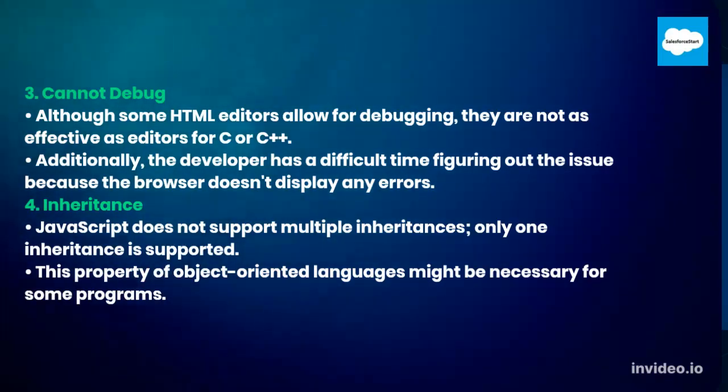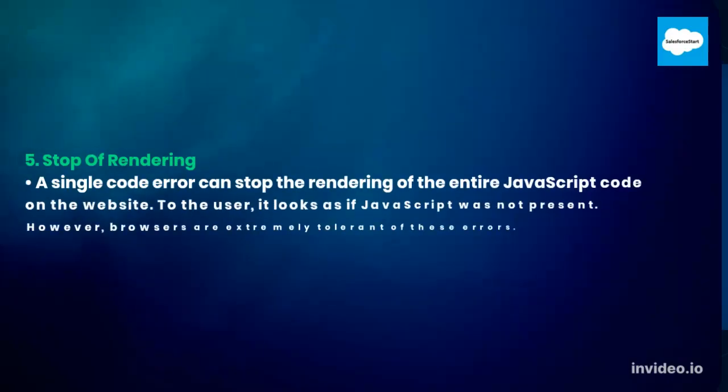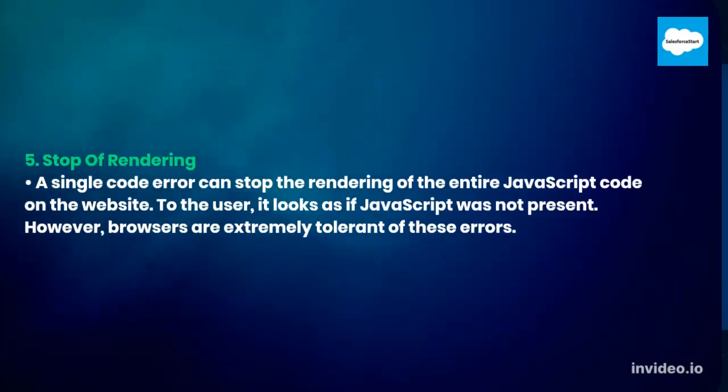Number 4. Inheritance. JavaScript does not support multiple inheritances, only one inheritance is supported. This property of object-oriented languages might be necessary for some programs. Number 5. Stop of rendering. A single code error can stop the rendering of the entire JavaScript code on the website. To the user, it looks as if JavaScript was not present. However, browsers are extremely tolerant of these errors.